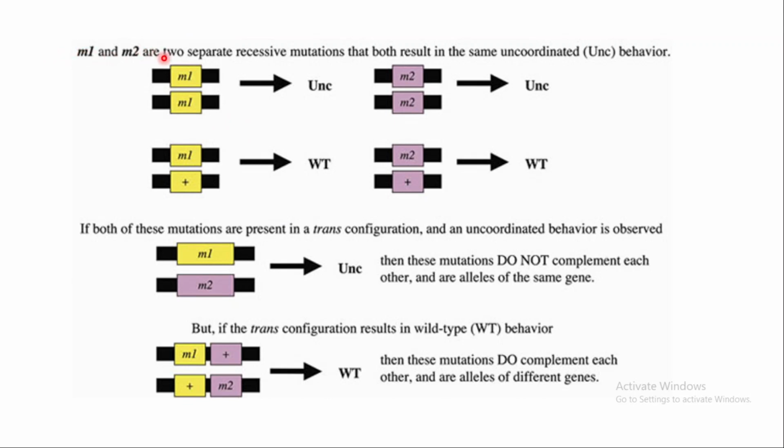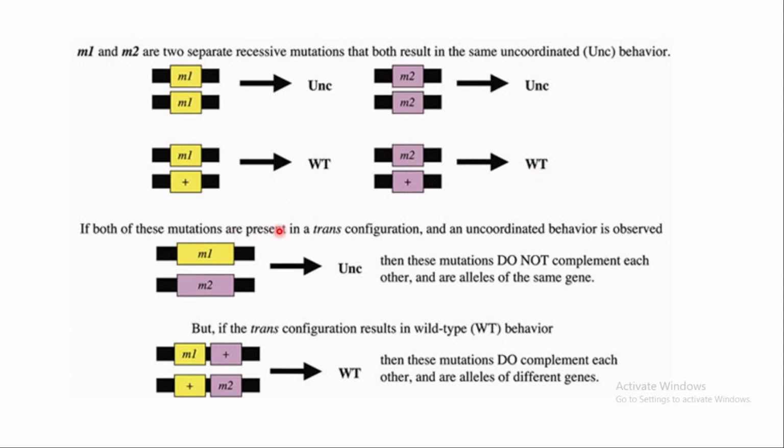M1 and M2 are two separate recessive mutations that both result in the same uncoordinated behavior. So let us consider two recessive mutations with uncoordinated behavior. M1 with M1 recessive will give uncoordinated. M2 with M2 will give uncoordinated, two copies of M2. Whereas M1 plus will give wild type since M1 is recessive, and M2 plus will also give wild type if M2 is also recessive.